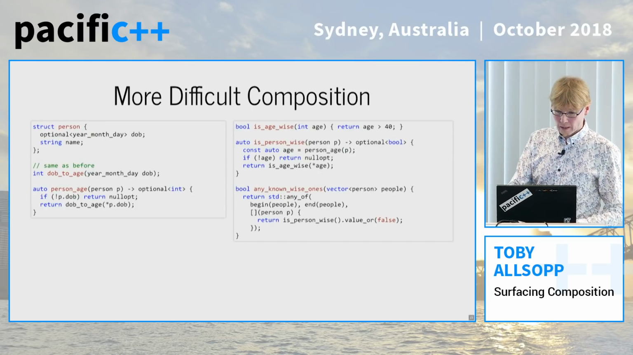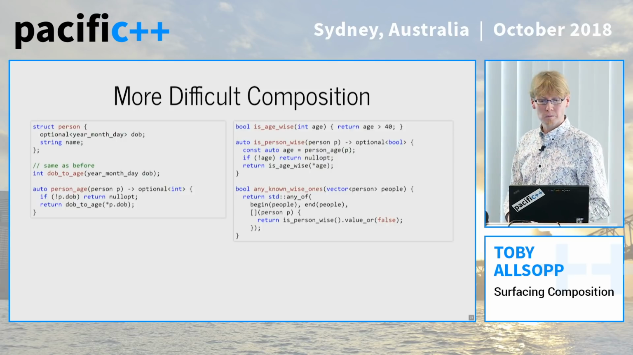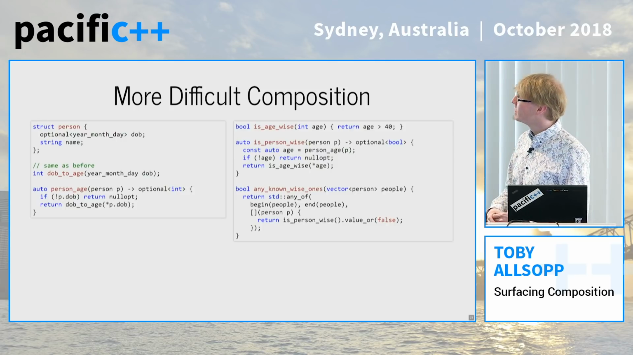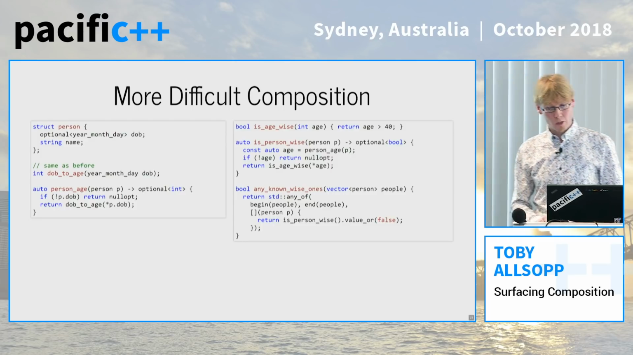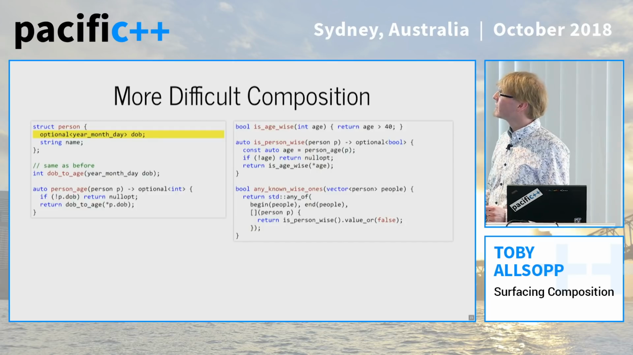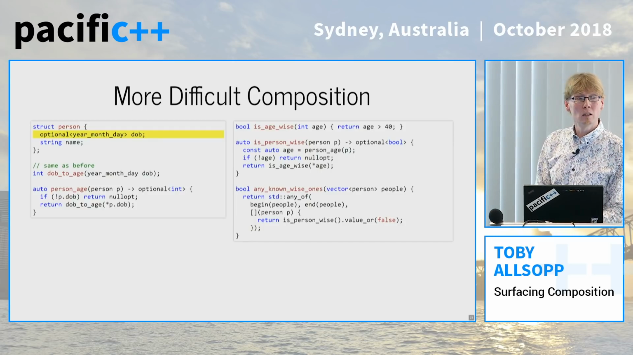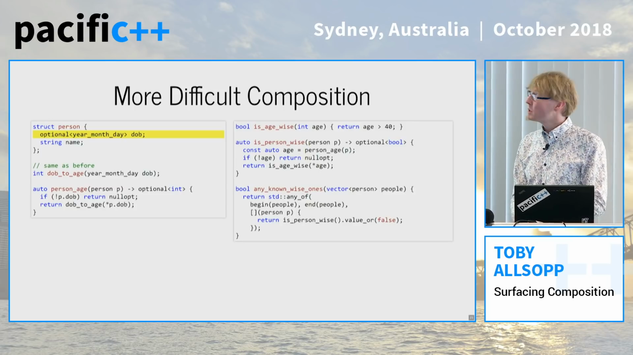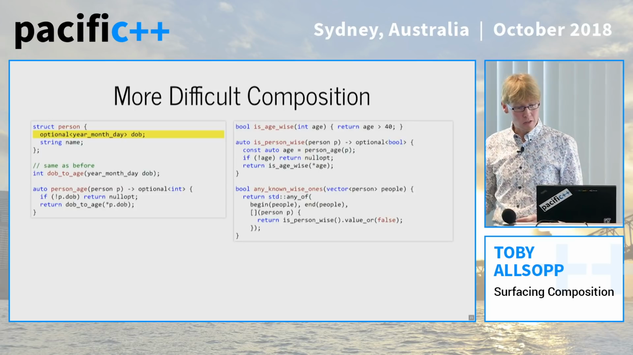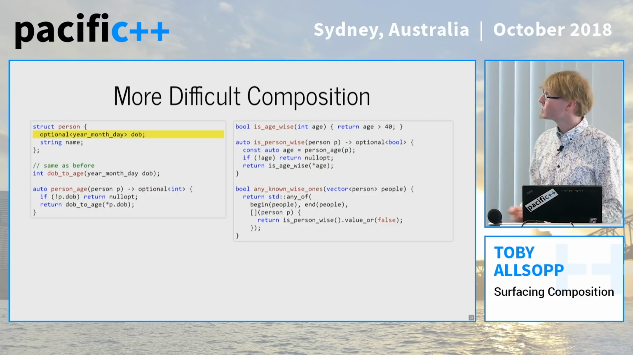All right. So yeah. So please do sing out if anything's unclear. So we can move on to a more complicated example. So what we're doing here is I'm going to make the date of birth optional. So this is the C++17 standard optional type. So the idea here is that maybe we don't know someone's date of birth. They haven't told us, or whatever.